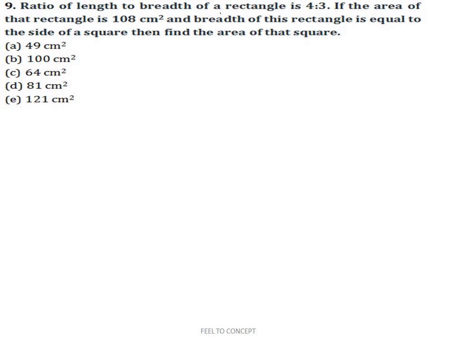Ratio of length and breadth of the rectangle is 4:3. If the area of the rectangle is 108 cm square and the breadth of this rectangle is equal to the side of the square, then find the area of that square. Area of square equal to side square. We need to find out the value of the side of the square. The given information: ratio of length and breadth of the rectangle is 4:3.